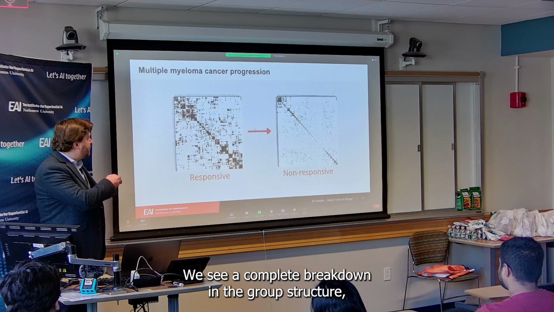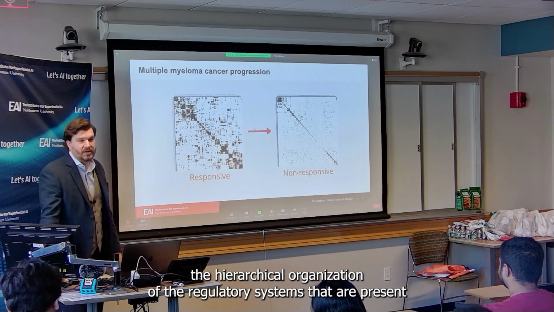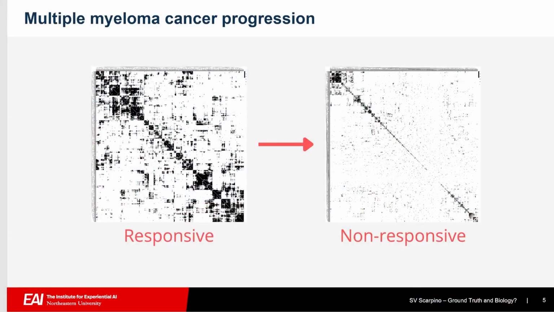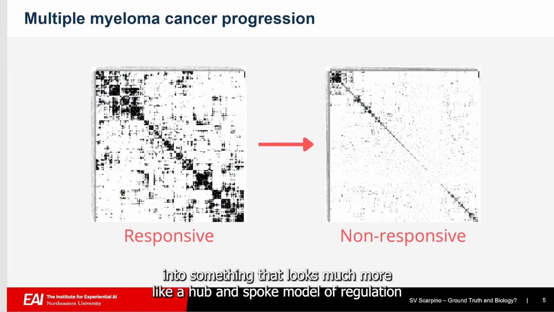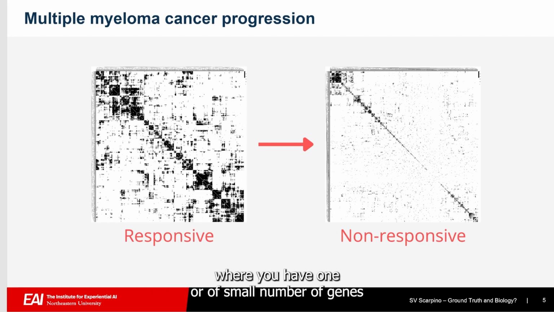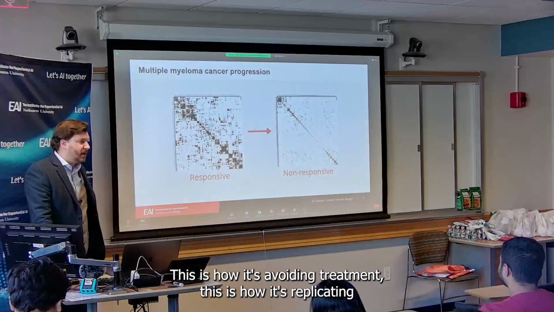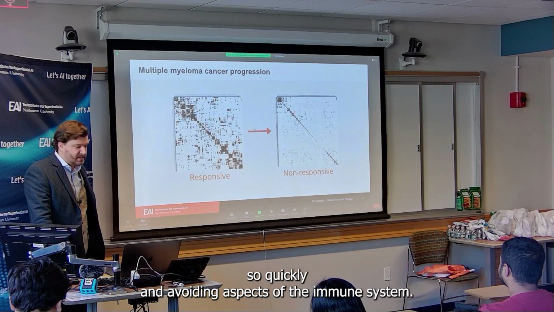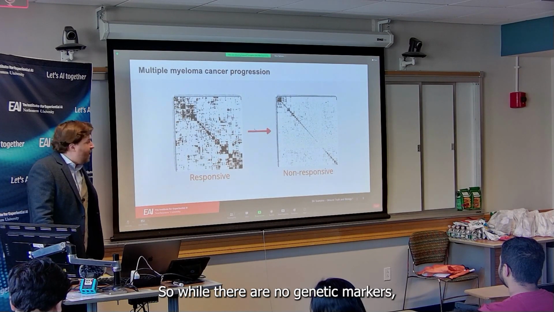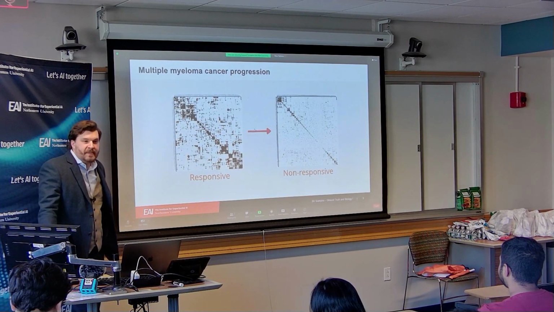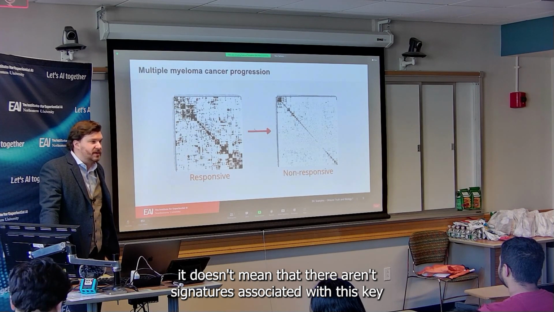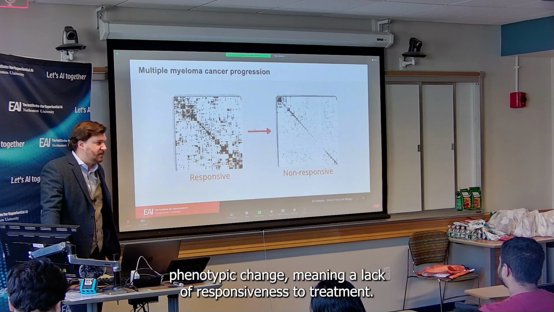in the group structure, the pathway structure, the hierarchical organization of the regulatory systems that were present, into something that looks much more like a hub and spoke model of regulation, where you have one or a small number of genes that are regulating a large number of genes. We know that this is a hallmark of cancer. This is how it's avoiding treatment. This is how it's replicating so quickly and avoiding aspects of the immune system. So while there are no genetic markers, it doesn't mean that there aren't signatures associated with this key phenotypic change, meaning a lack of responsiveness to treatment.